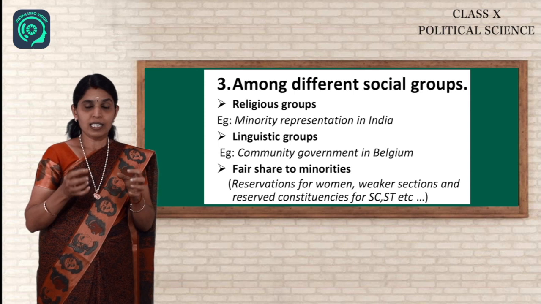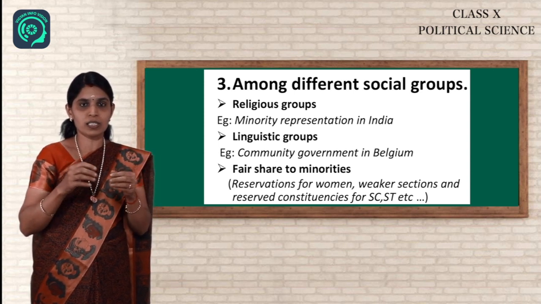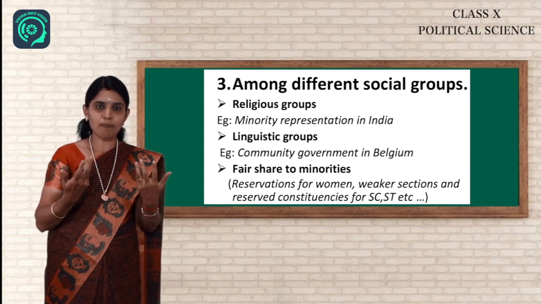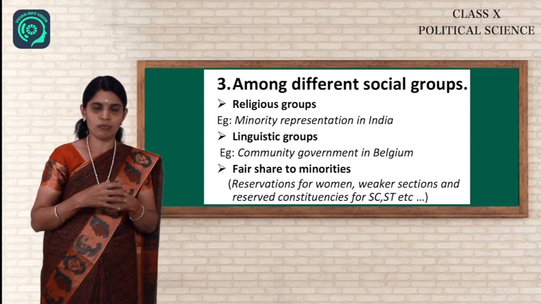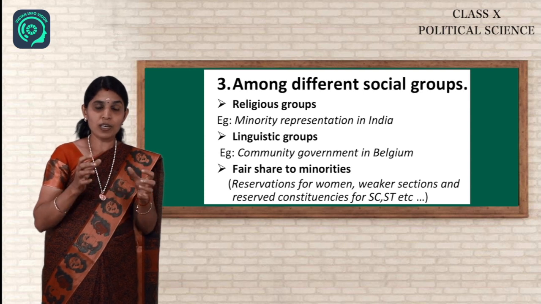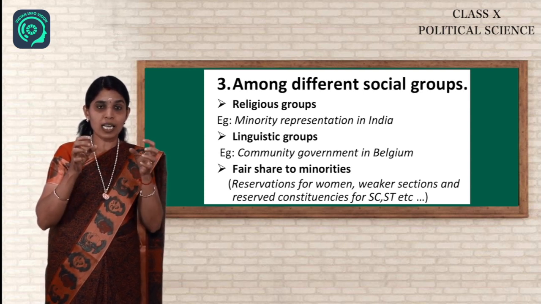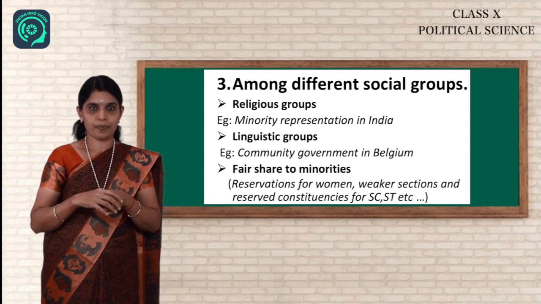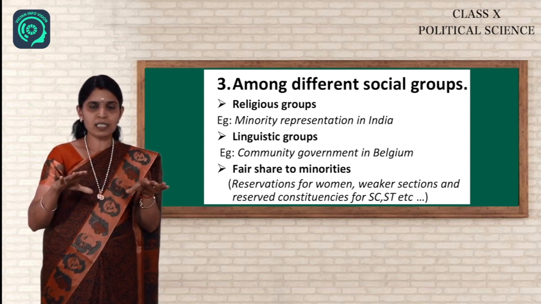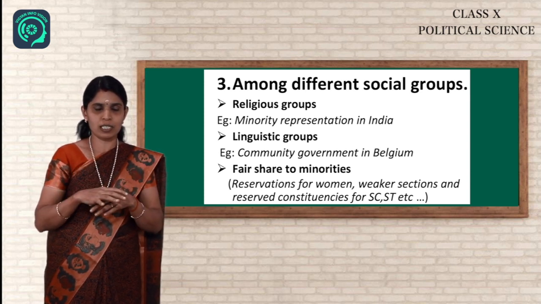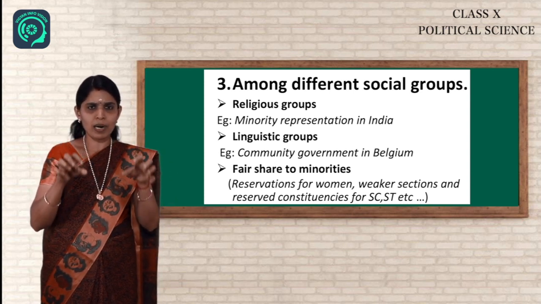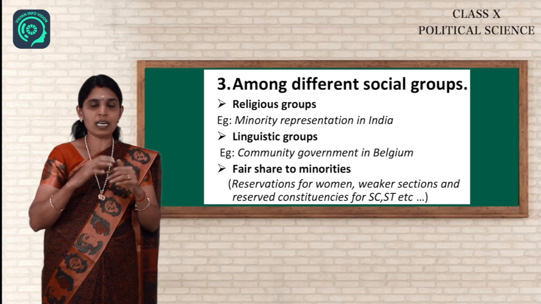In our country, there are reserved constituencies for SC, ST, etc. For what purpose this was done by the governments of different countries? This was done to give a fair share in power to the minority sections. In many places, minority sections were discriminated by the majorities. To avoid that and to give power to the minority sections, these arrangements were made.